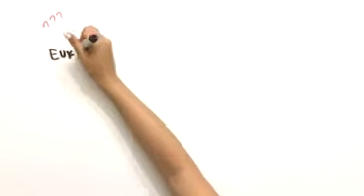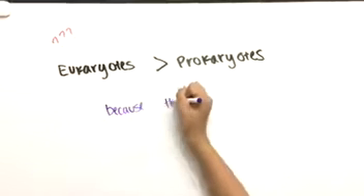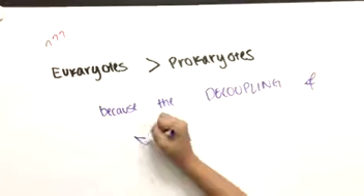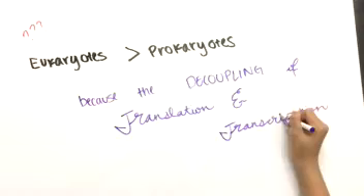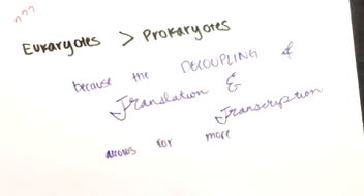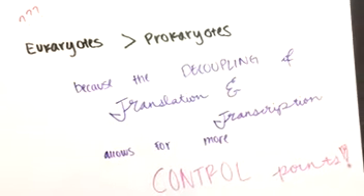Why do eukaryotes have more levels of regulation of their genome than prokaryotes do? Simple. It's because of the decoupling of transcription and translation, which allows for more control points.